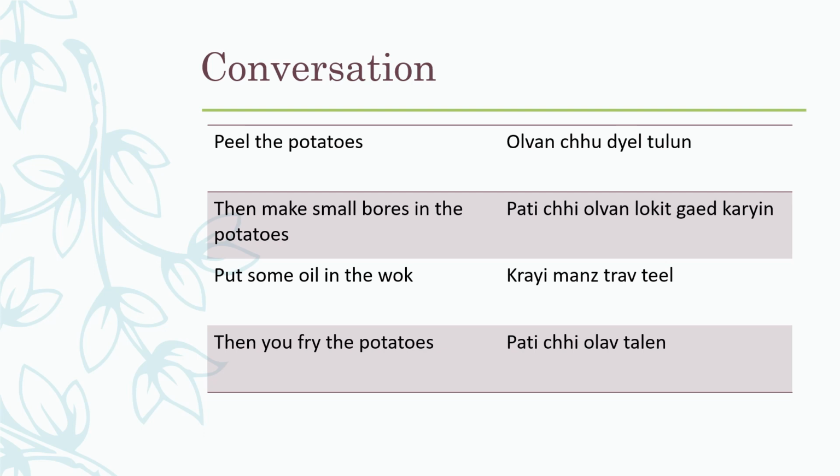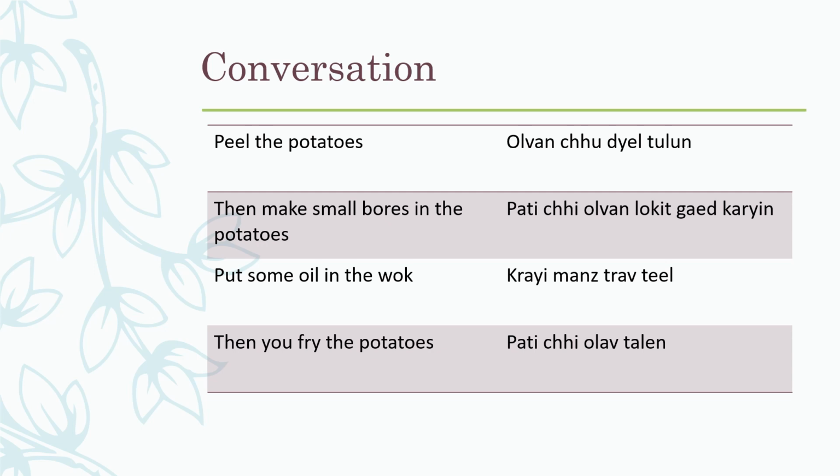Peel the potatoes. Olvan chu del tulun. Olav means potatoes. Del means peel. Tulun means to remove. Then make small bores in the potatoes. Patch olvan locket good karin. Pat means then. Olvan is potatoes. Locket is small. Good means bores or holes. Karin means to do.